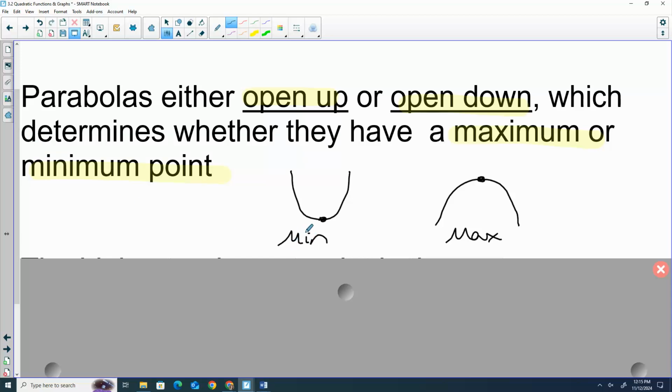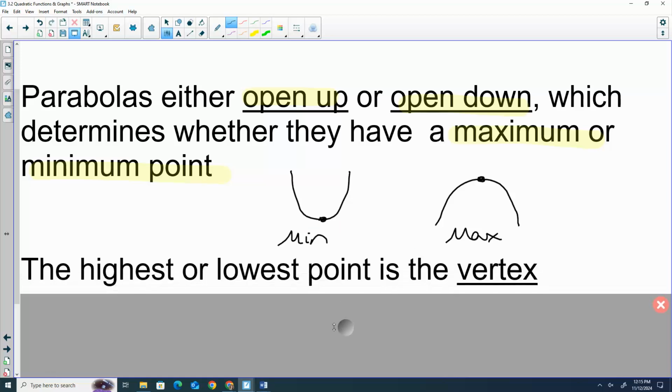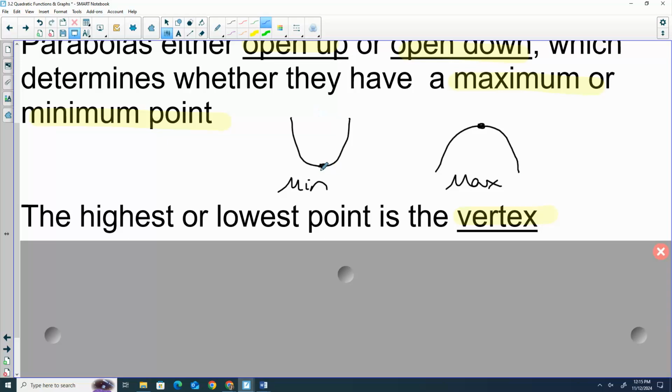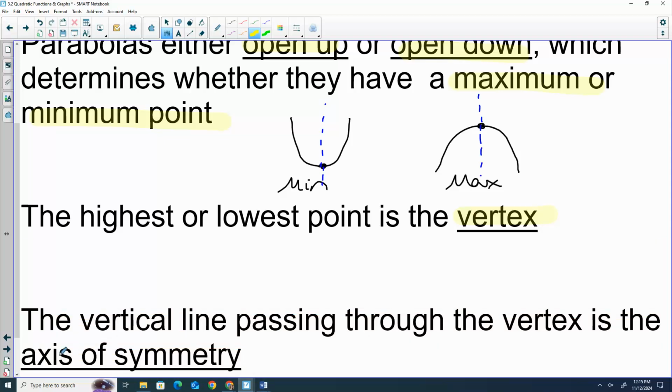What is the name for that highest or lowest point? And do you remember from last year? The vertical line going through the vertex. The graph is the same on both sides, so it's a line of symmetry. We call that vertical line the axis of symmetry.